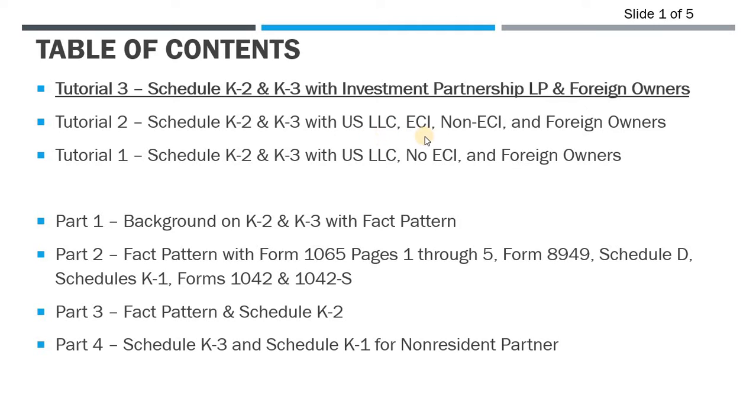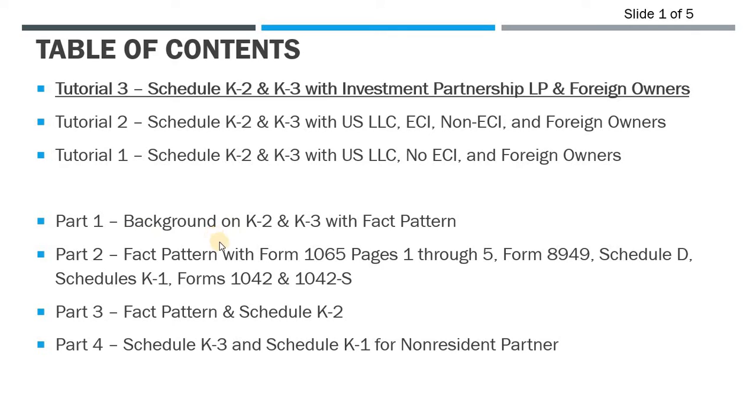In the second one, we do have some ECI. So we have an LLC partnership that has a foreign branch and it has a U.S. branch where it does earn some ECI that's subject to withholding when allocated to the foreign owners. And then there's also a piece that has non-effectively connected income. So if you haven't seen these two first, I would recommend watching those first before this one. And then you can come back to this one and get some more concepts on portfolio income and how it flows through in an investment partnership context.